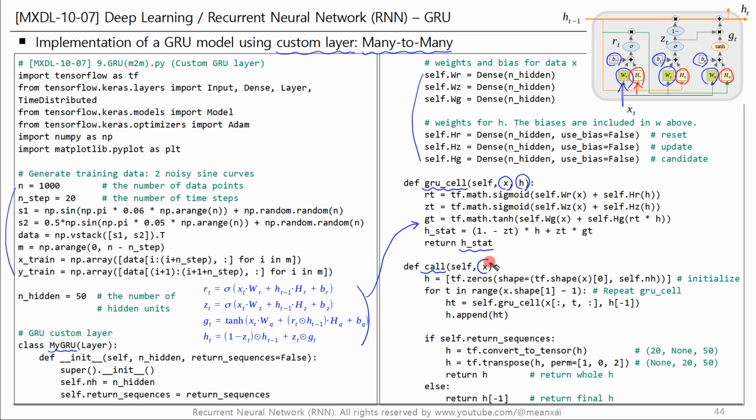Next, we write the call method. This function takes data X as an input. If return sequences is true, it returns all HT stored in the list H. This is used in many-to-many models. If return sequences is false, return only the last HT stored in the list H. This is used in many-to-one models. For more details, please refer to the peephole LSTM many-to-many implementation shown in the previous video.